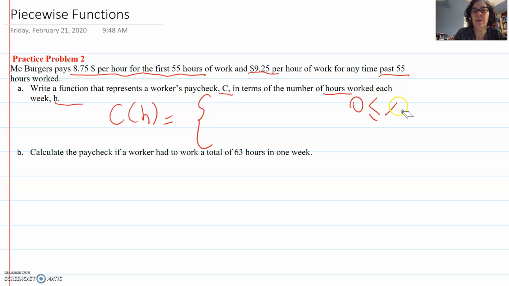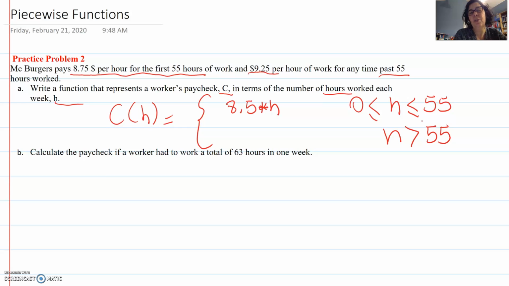Restriction 1, if a worker works between 0 and 55 hours, for each hour the worker worked, this is how much he or she is going to be getting paid. If the worker works greater than 55 hours, then he or she is going to be paid $9.25 per hour. But first of all, because the worker is working 55 hours, we are going to pay the worker this much.